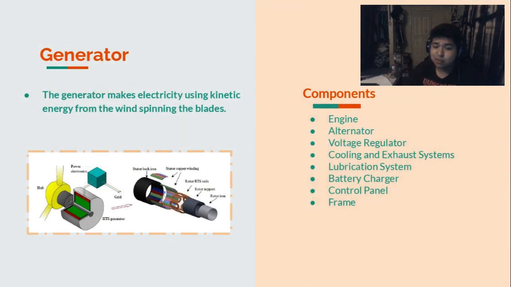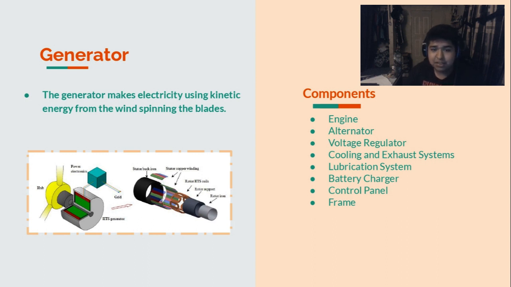Hello, my name is Jose Marañón, and today I will be talking to you about my component, the generator. So what does it do? The generator basically makes electricity using kinetic energy from the wind by spinning a blade. It does this by using a rotating magnetic field within stationary copper wiring, or vice versa. When the magnet moves around the copper, the electrical field on the electrons is disrupted, causing them to move elsewhere. This is what we know as electricity.